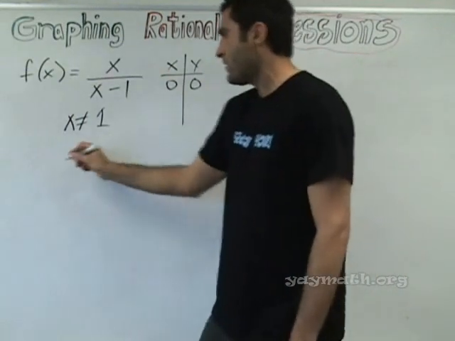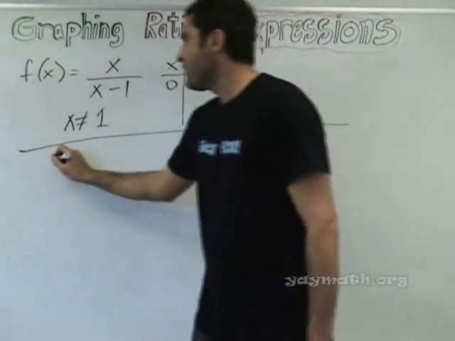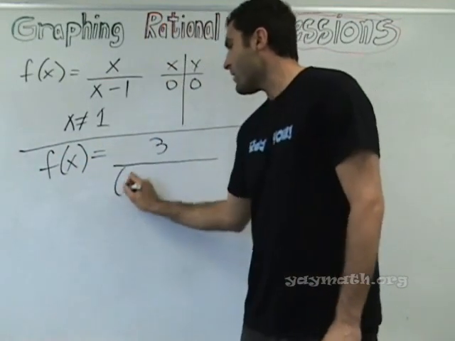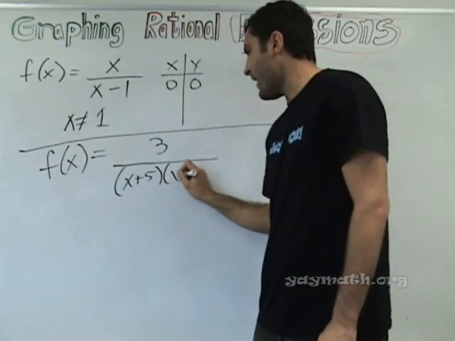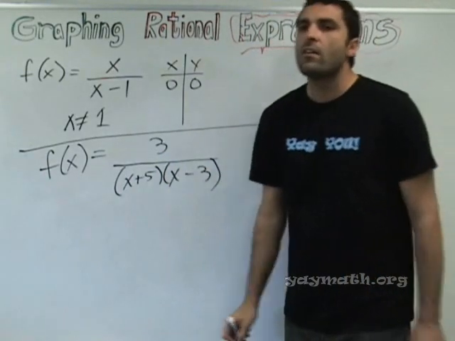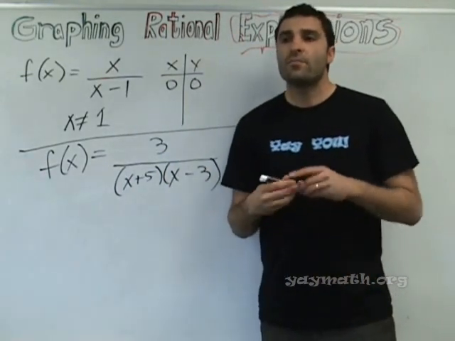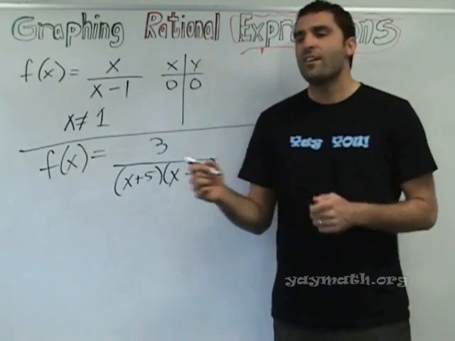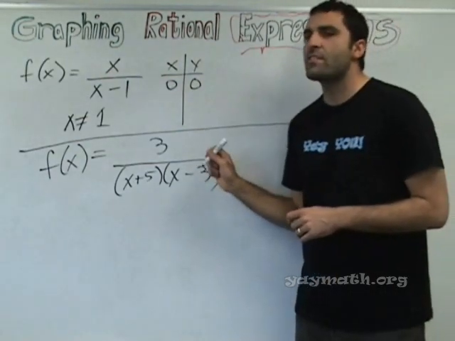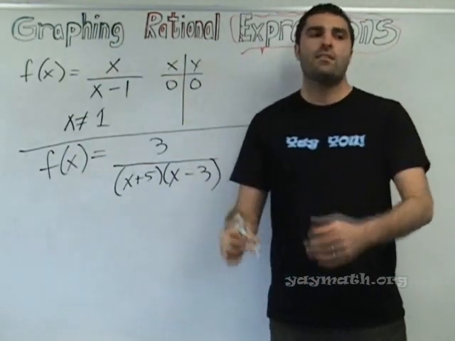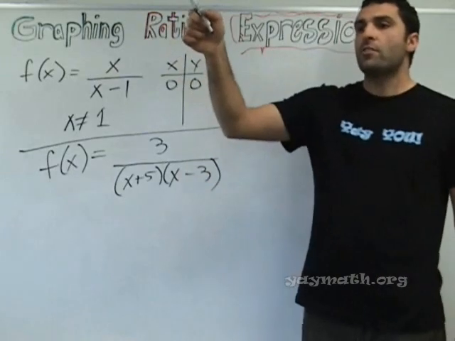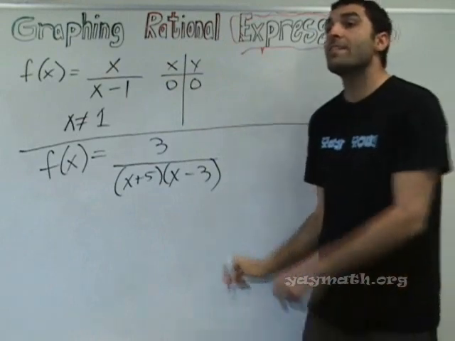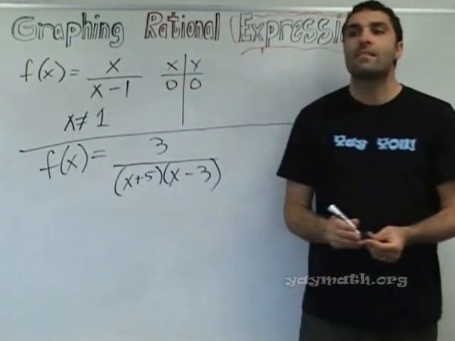Let's do the next one. f of x equals 3 over (x plus 5)(x minus 3). Are there values of x that x can't be? 1 or 2 or none? Well, the denominator can't equal 0. There's 3 or negative 5.